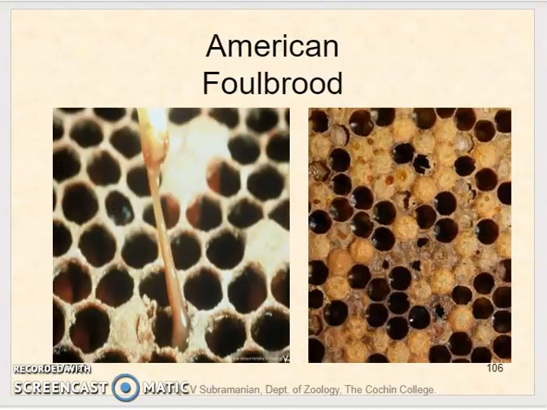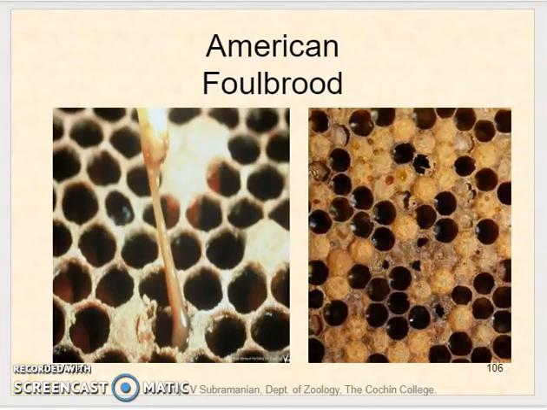The next is about the brood diseases. The brood cells are often attacked by various bacteria, viruses, and fungi. The symptoms of a brood disease are discolored larvae, dark capping, as you can see here, then irregular brood and punctured capping, which you can see here.